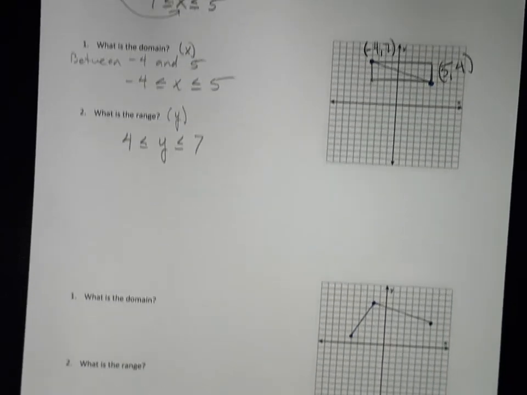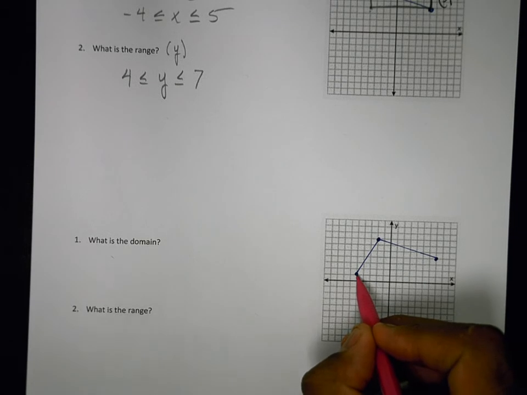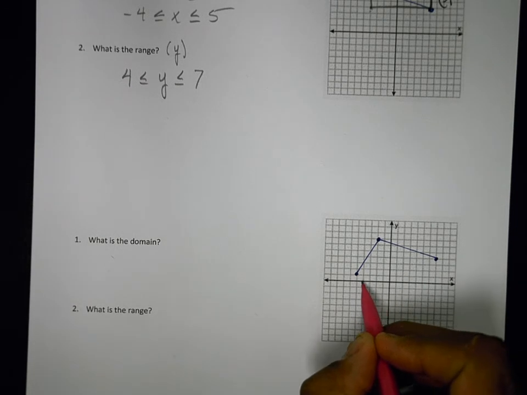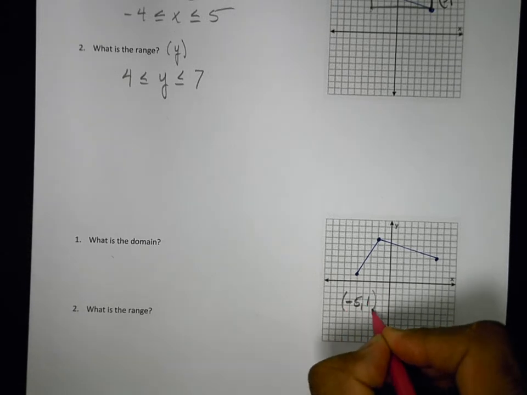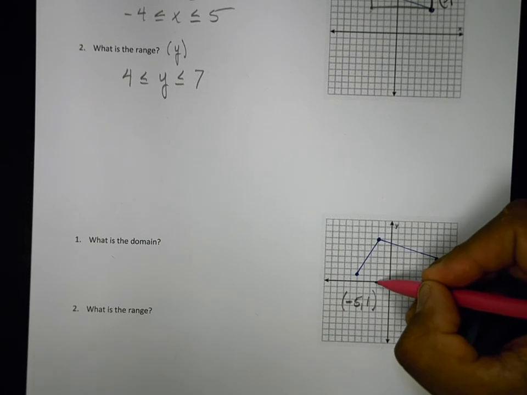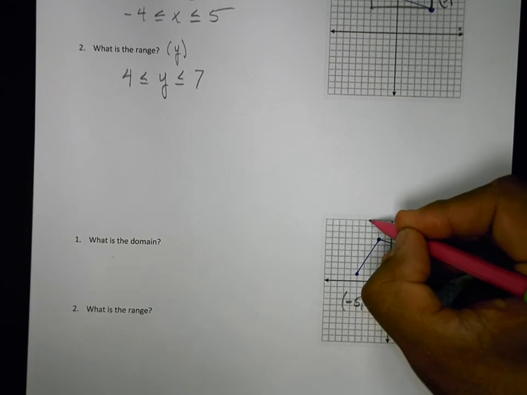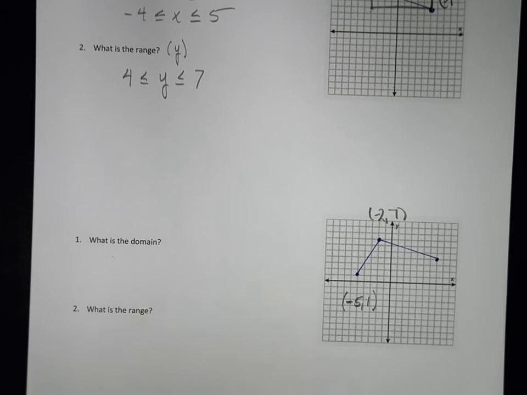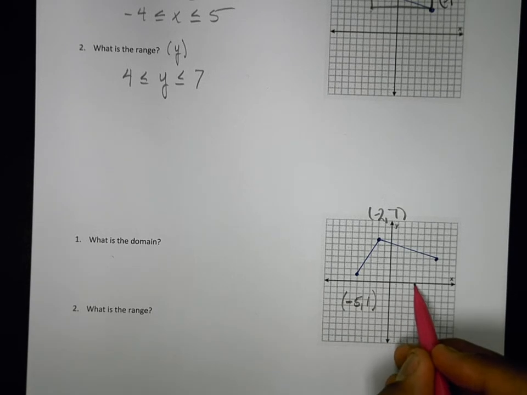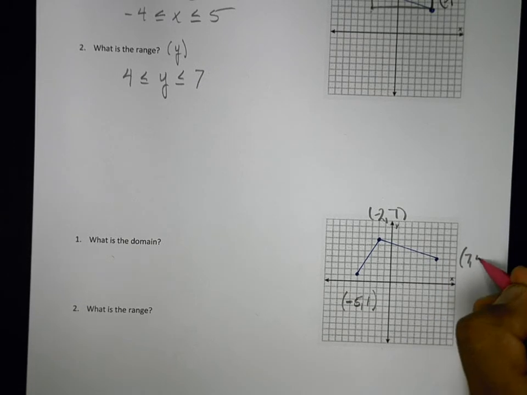All right, let's look at another function. Same thing, what is the domain, what is the range? So find your points. This is the point 1, 2, 3, 4, 5, negative 5, 1. And this is the point 1, 2, negative 1, 2, 3, 4, 5, 6, 7, so that's negative 2, 7. And this point over here is 1, 2, 3, 4, 5, 6, 7, 1, 2, 3, 4. It's 7, 4.